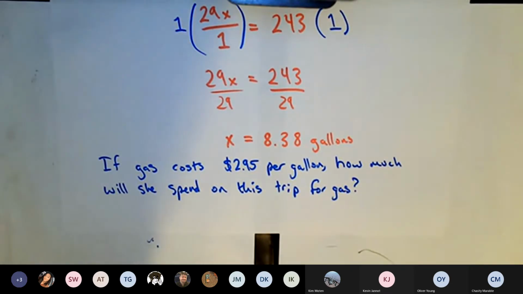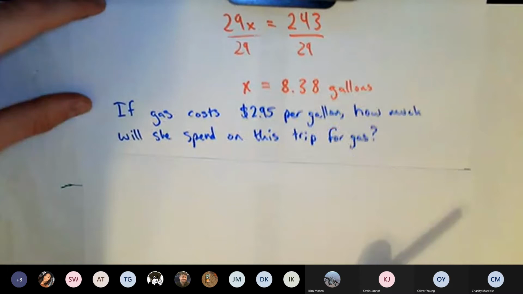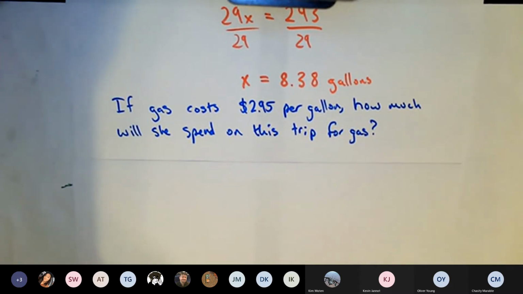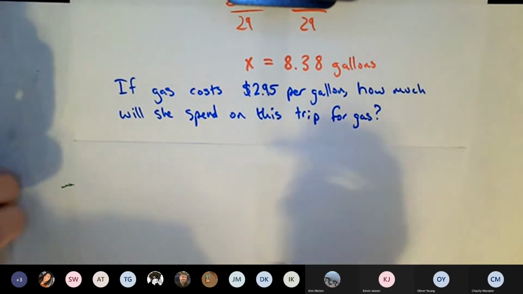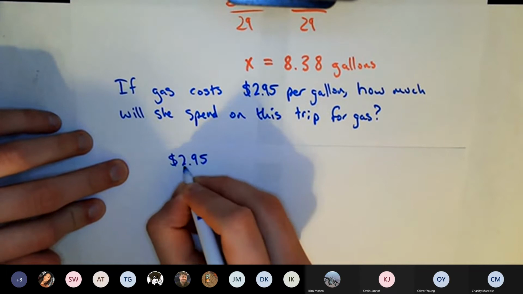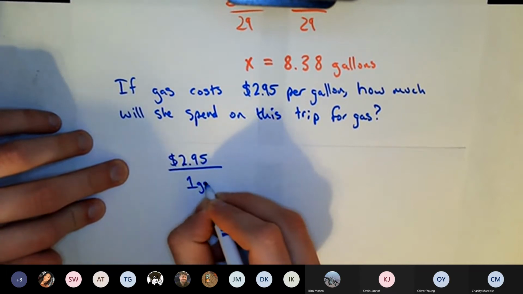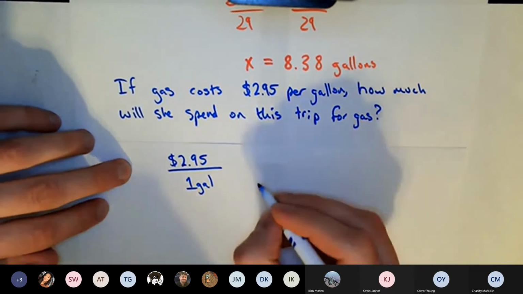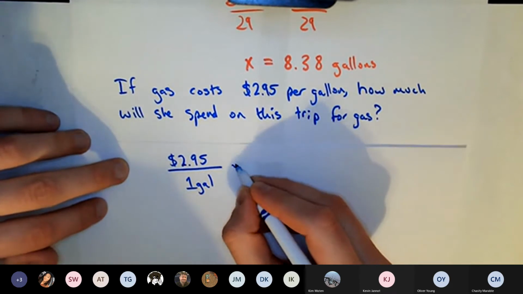So we already answered the original question: how much gas will she need for 240 miles in this particular car? And the answer is 8.38 gallons. But her real motivation for the question is probably, in the real world, how much money this trip is going to cost her for gas. And how do we figure this out? Well, if we know that the cost is $2.95 per 1 gallon, and we've got 8.38 gallons, we're going to multiply.